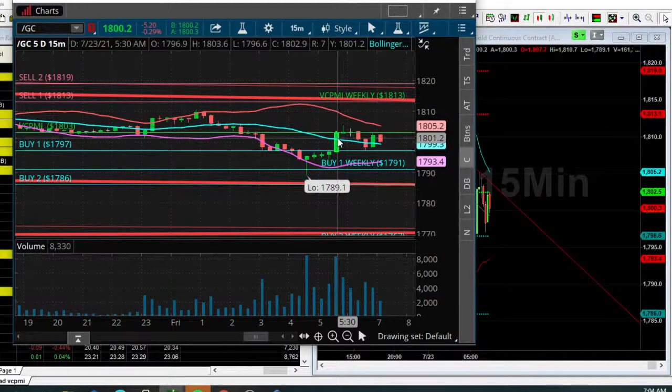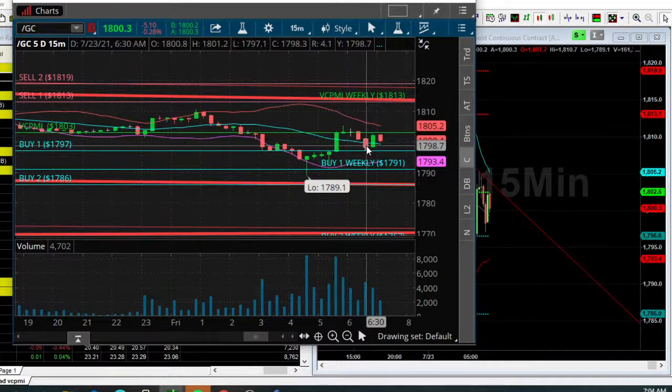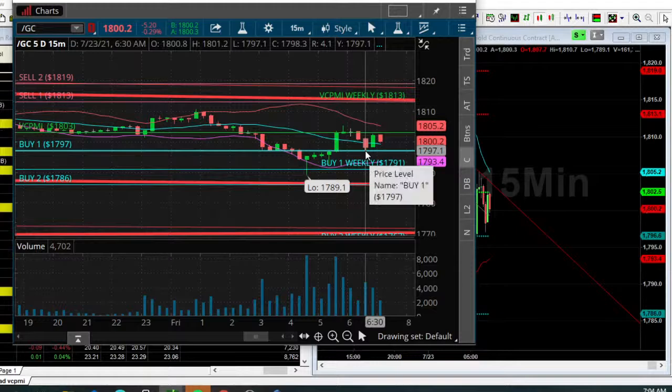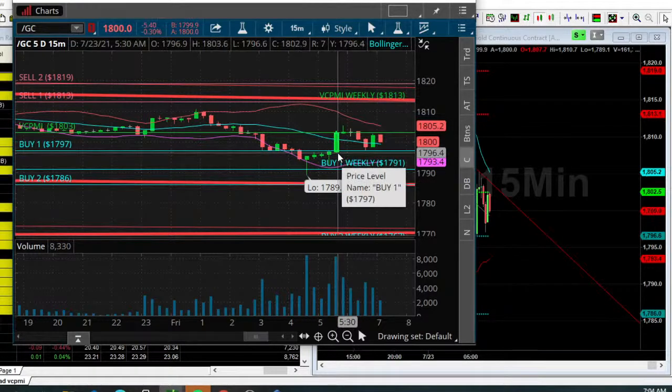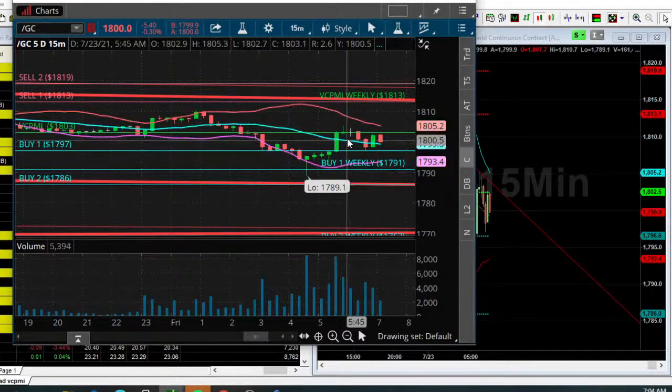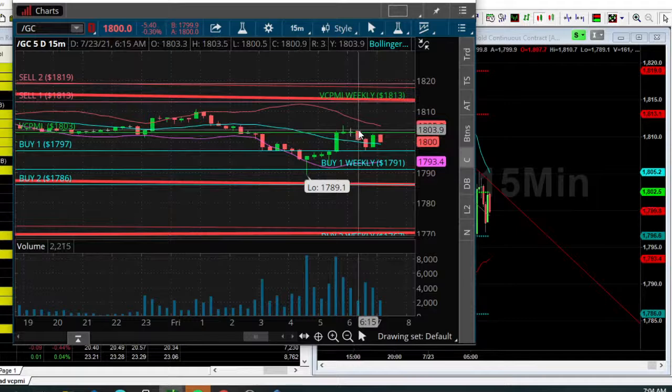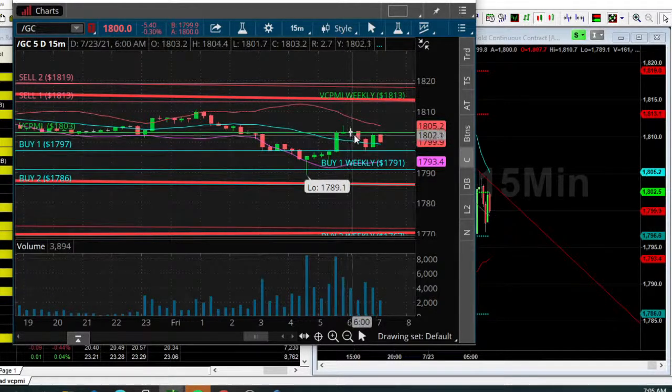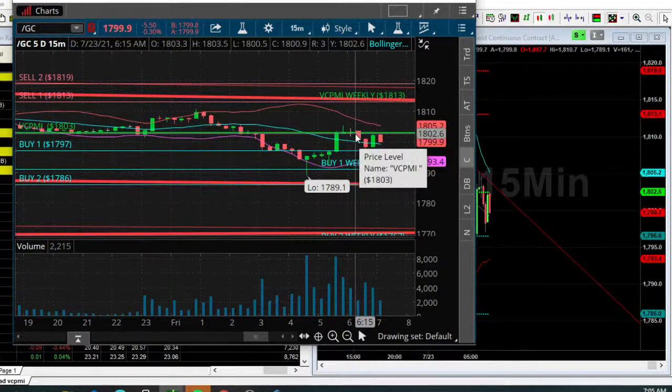Coming back to the market here, 1803 was the target. It went neutral. It came back down again to 1797.10 at 6:30 a.m. and activated another buy trigger. So it's been trading between the buy one level and the average price of 1803. It's been trading between 1797 and 1803.